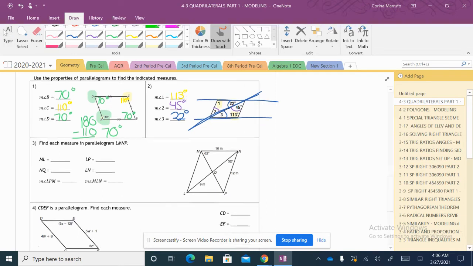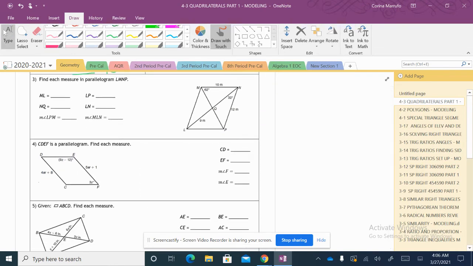Alrighty. The next one says find each measure in the parallelogram LMNP. Let's look at the sides first. They tell us that this side is 10, so this side should also be 10. So LP is 10 meters. Here this is 12, and this is also 12, so ML is going to be 12 meters.